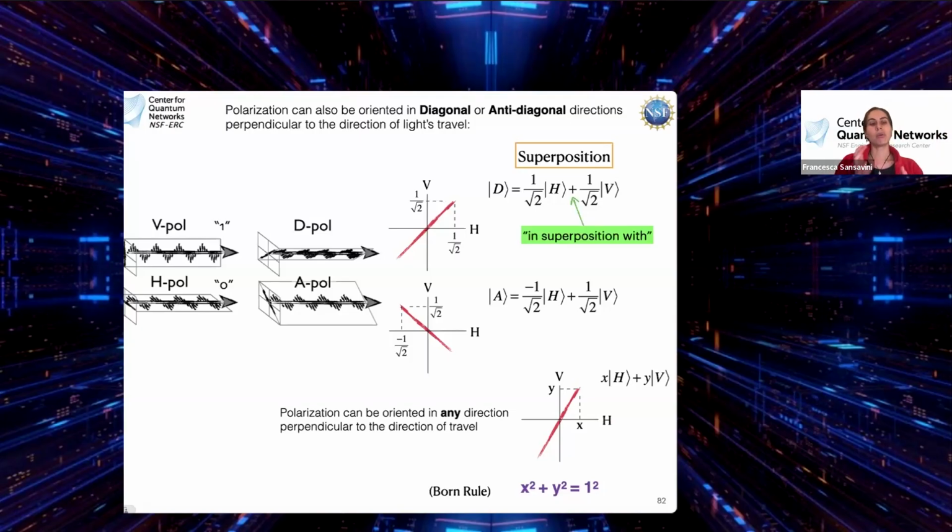So again, we have many different ways of encoding quantum information. We need to pick one that benefits us because each different encoding will have its pros and cons. So we typically pick an encoding which is good for us, good for our experiment.